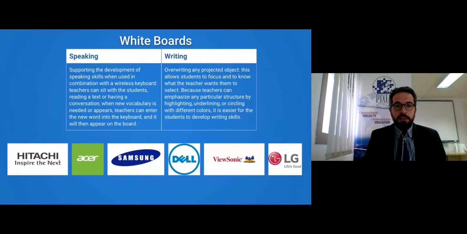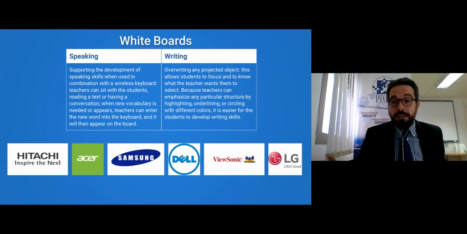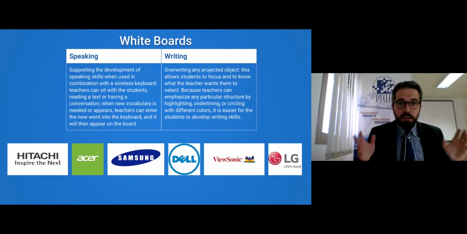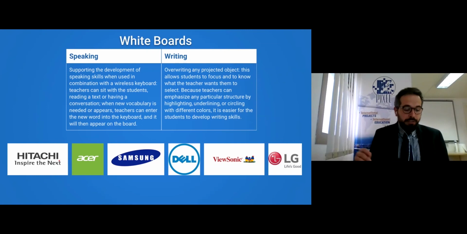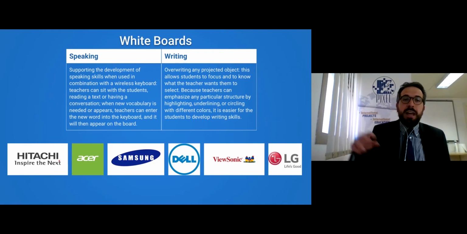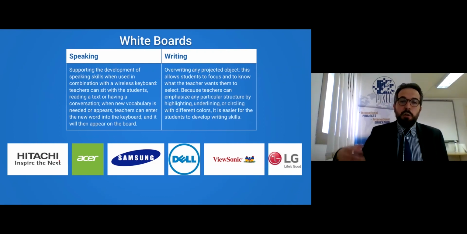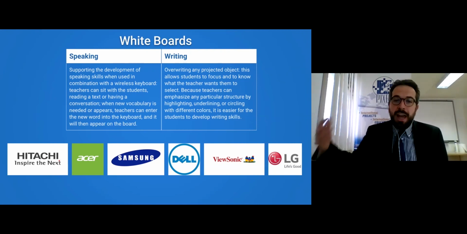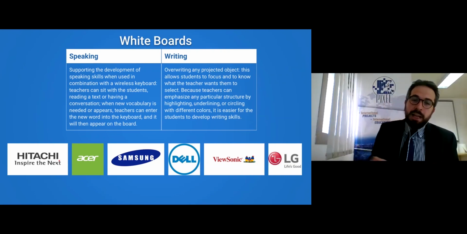Here, the focus is on what can be done in classroom. No advertising here. I won't receive any gadget from Samsung or Dell and so on. Just an example of some of the brands producing right now whiteboards, which are quite common, and how they can be used. Speaking, supporting the development of speaking skills when used in combination with a wireless keyboard. So teachers can sit with the students, reading a text or having a conversation. When new vocabulary is needed or appears, teachers can enter the new words into the keyboards and it will then appear on the boards.